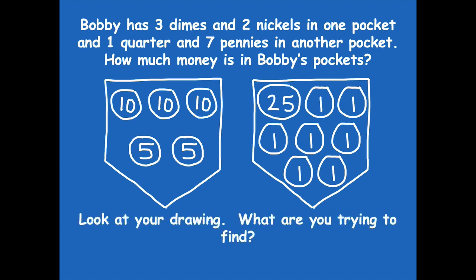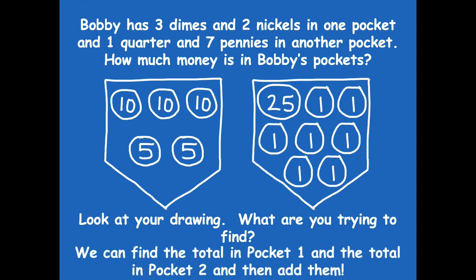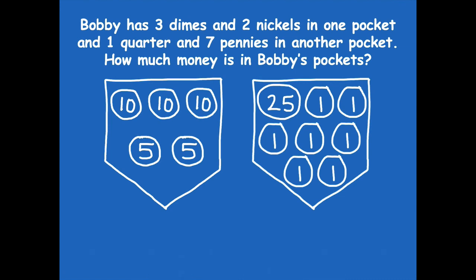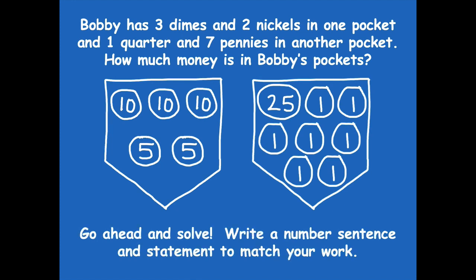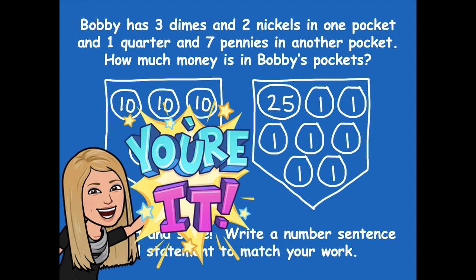So look at your drawing. What are you trying to figure out? What are we trying to find in this problem or solve? Yeah, the total value of the coins, right? So how much does he have in both pockets? So we can find the total in pocket 1 and the total in pocket 2 and then add them. So go ahead and solve. Write a number sentence and a statement to match your work. So you're writing it in a complete sentence along with a number sentence. So pause the video, solve this problem, and then click play when you're ready to go over it together.